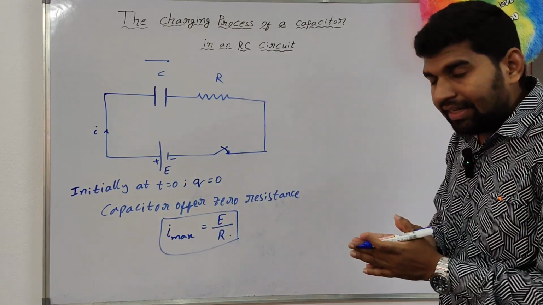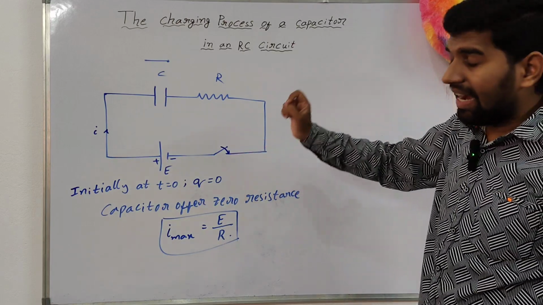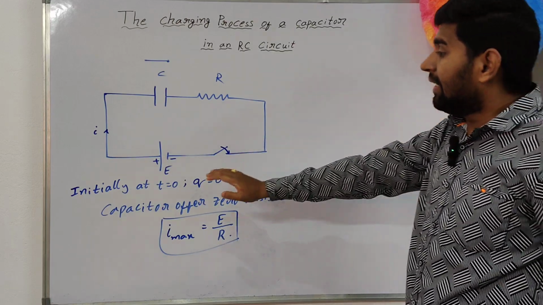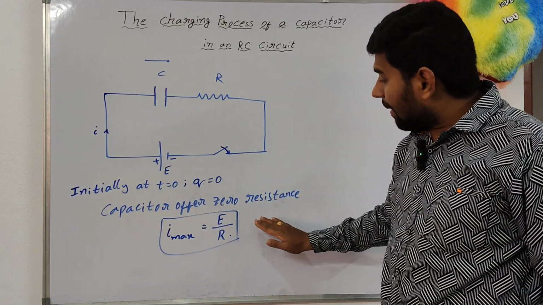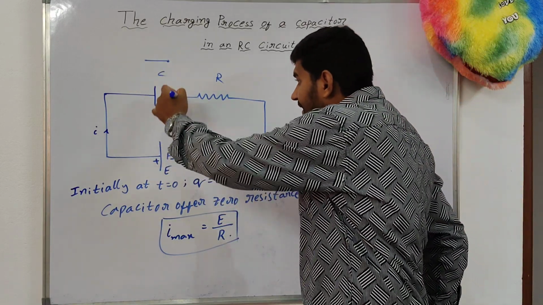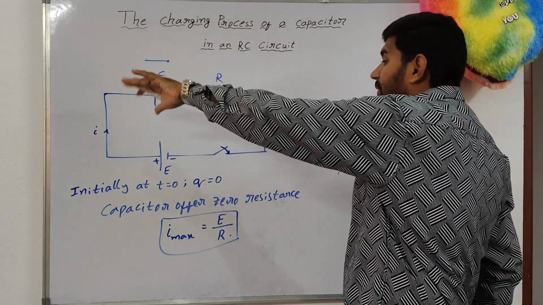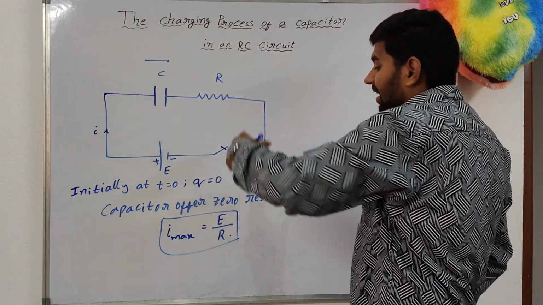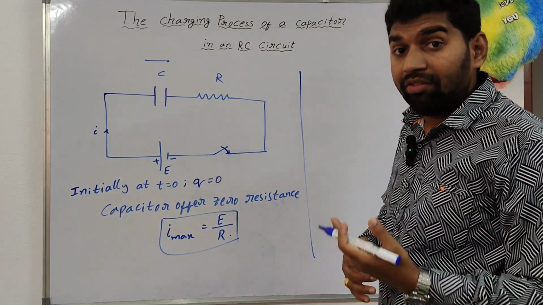Remember, initially, whenever the switch is just closed, at that particular condition the time t is equal to 0, charge is equal to 0, and the capacitor offers 0 resistance, so it becomes a short circuit. Due to that short circuit, the current flowing in the circuit becomes the maximum current, Imax is equal to E by R. After some time, what will happen?